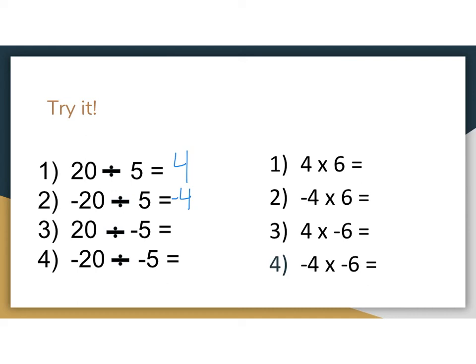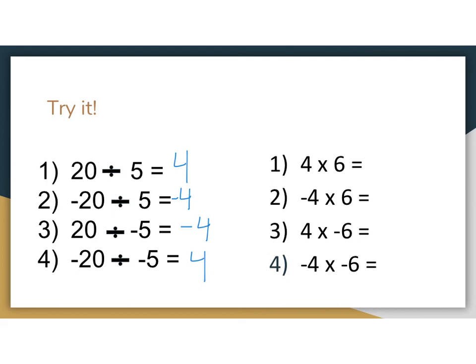Number 3, I have 20 divided by negative 5. Just like number 2, if one of my numbers is negative, my answer must be negative, and 20 divided by 5 is 4. Right, number 4, I have negative 20 divided by negative 5. Two negatives divided together will give us a positive answer. So my answer is positive 4. Now on to the multiplication side.